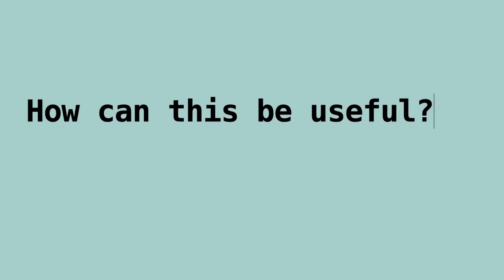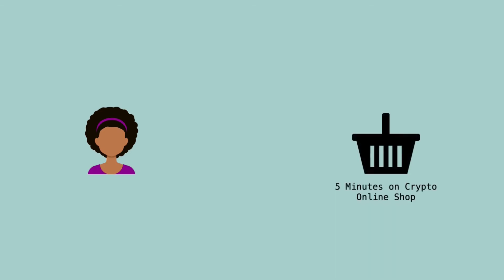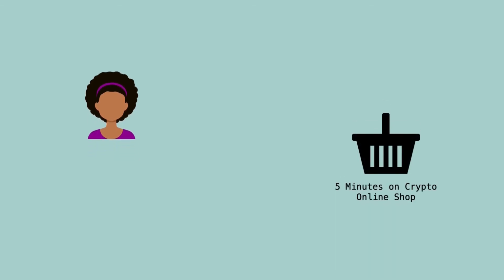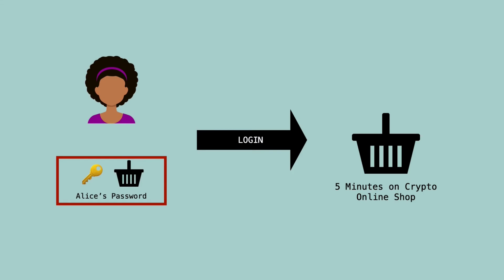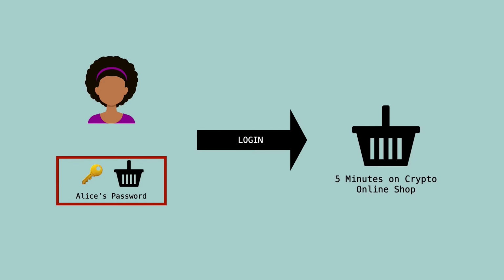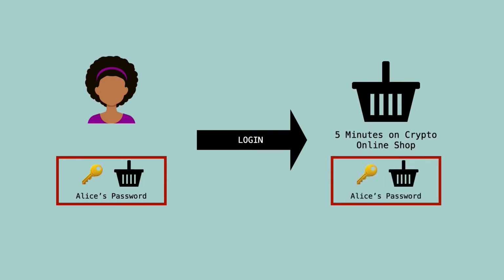So that's pretty interesting, but how can this be useful? Let's consider an example. Alice loves online shopping, especially in her favorite online shop, the 5 Minutes on Crypto online shop. To log into the online shop, Alice needs a password. On the other side, the 5 Minutes on Crypto online shop needs to verify that this password is correct every time Alice logs in. But how does it do that? One possibility would be to store Alice's password in its database. However, this is considered to be super insecure.